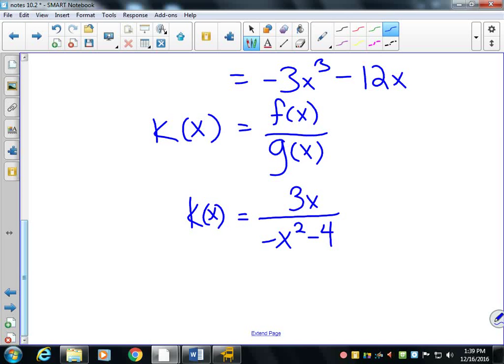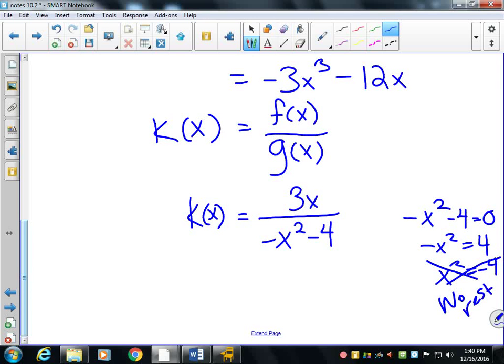Can we figure out a restriction? Is there a restriction? No matter what number we put in for x, it'll be, right. So we have negative x squared minus 4 equals 0 if we're going to look at the restrictions. So we'd get negative x squared plus 4. X squared is equal to negative 4. You can't do that, right? You can't take the square root of a negative number. So then there's no restrictions. So there's going to be no asymptotes is really what it means. Okay?